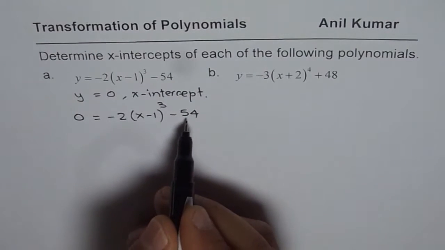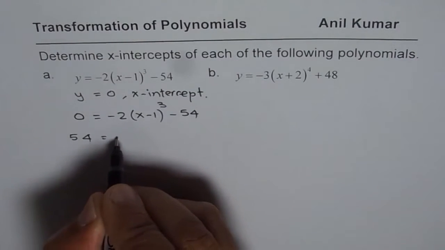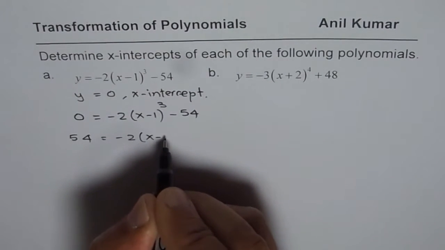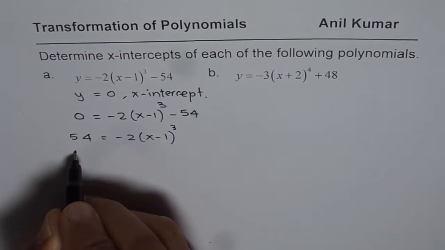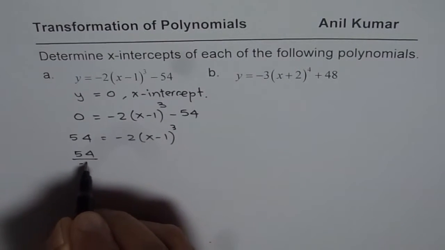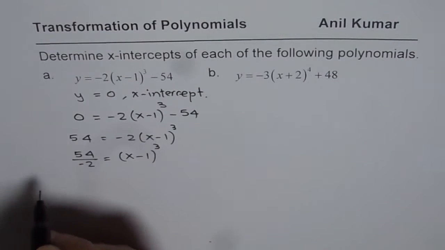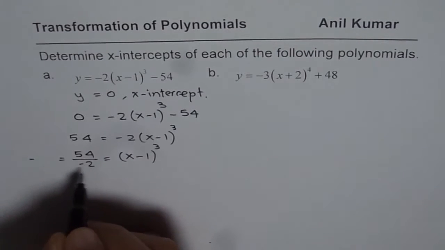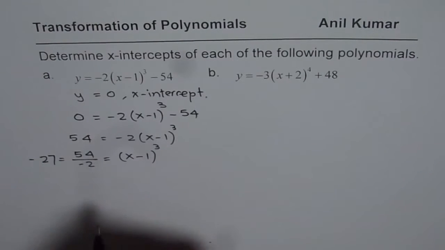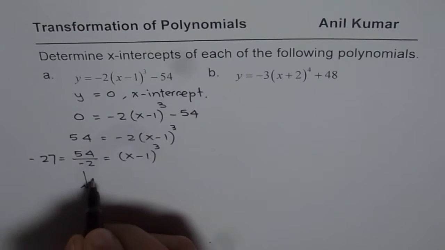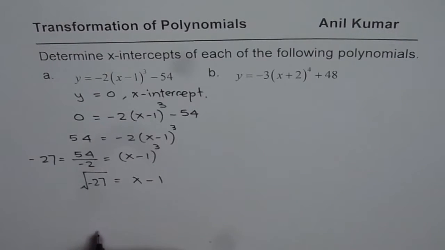The steps are, you can add 54 to both sides, so we get 54 equals minus 2 times (x minus 1) whole cube. Now divide by minus 2, so we have 54 divided by minus 2 equals (x minus 1) whole cube. Now that is negative 27. Okay. Now we can do the cube root, right? So we do the cube root of negative 27. That is x minus 1.